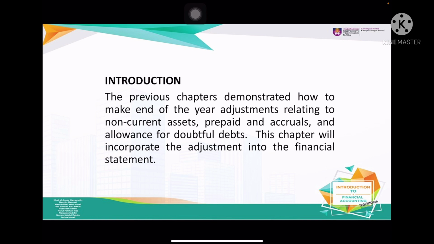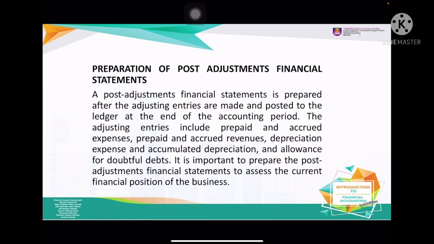The previous chapter demonstrated how to make year-end adjustments relating to non-current assets, the depreciation and accumulated depreciation, and then prepaid and accruals, and then allowance for doubtful debt. So this is the chapter on how we are going to make an adjustment into our financial statement, and the preparation of post-adjustment financial statement, just like what I said before.